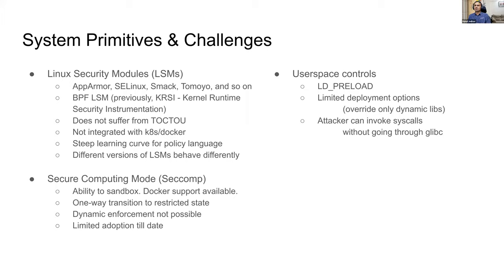The biggest advantage of Linux security modules, or LSMs, is that they do not suffer from the TOCTOU, time-of-check to time-of-use, problem. It's not an asynchronous enforcement. It is inline enforcement. I've got a slide which talks about it. But the problems are that these primitives are not integrated with Kubernetes or Docker container platforms. The learning curve for these policy languages is extremely steep. It's very easy to get it wrong if a novice attempts to specify this policy. And then the bigger problem is that every LSM, even within AppArmor, has version 1, 2, and 3. Depending upon your platform, the behavior differs drastically, and what kind of system policies can be enforced differs drastically. So it's all sorts of complexity.